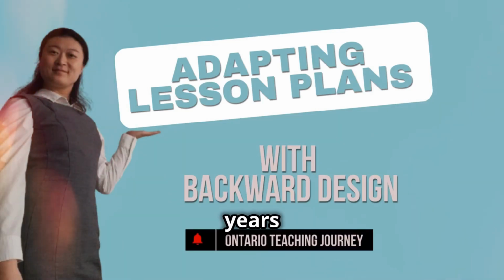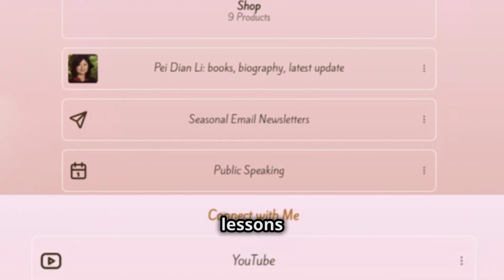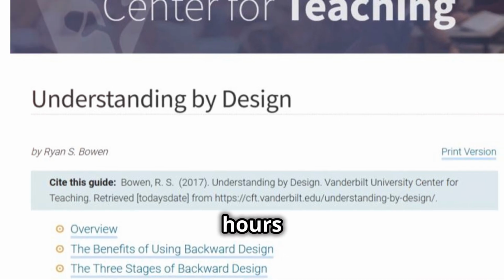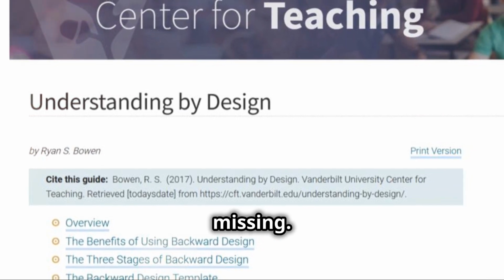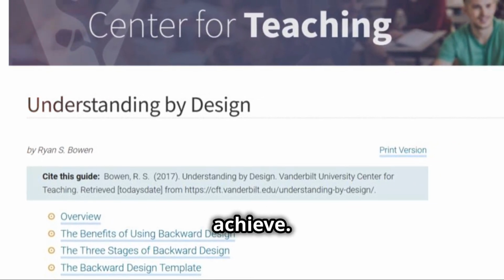In my first teaching years, I struggled with traditional lesson planning. I realized I was starting my lessons with activities, fun ones, sure, but they didn't always connect to the bigger goals. I spent hours crafting what I thought were engaging activities, but something was missing. My students were lost because I hadn't clearly mapped out what I wanted them to achieve.